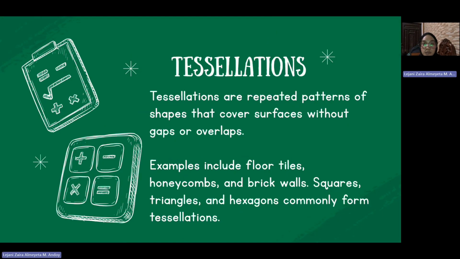Now let's move on to tessellations. Tessellations are repeating patterns that cover a surface without gaps and overlaps. Examples include floor tiles, brick walls, and honeycombs. Hexagons in honeycombs are a good example because they fit together perfectly.